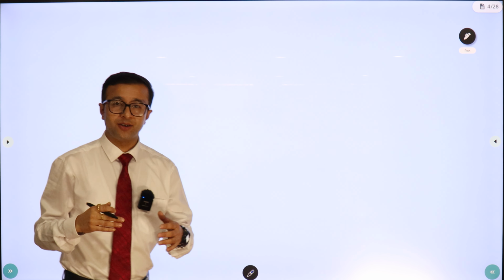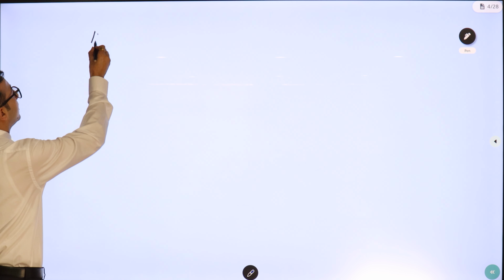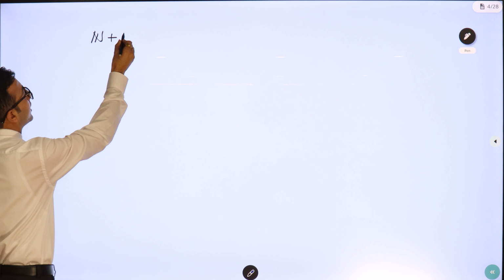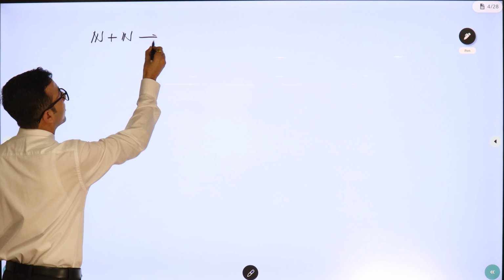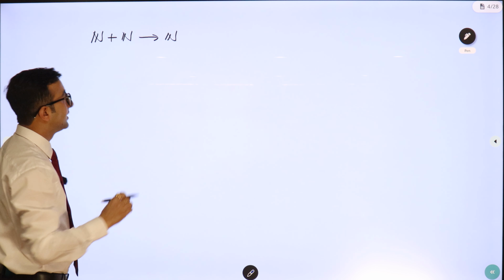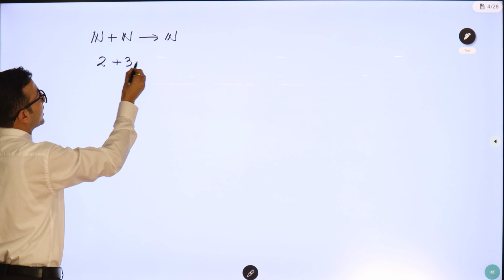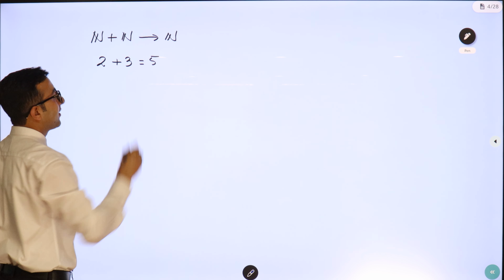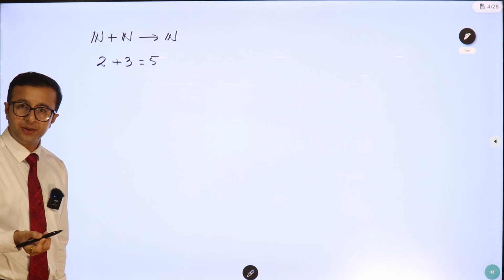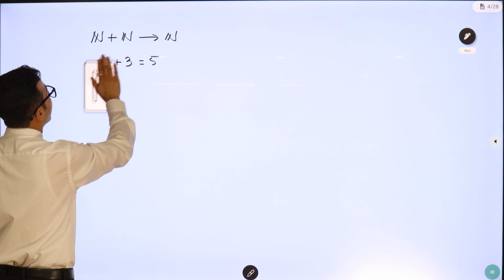Suppose you take any two natural numbers and add them up, whether you are going to get a natural number or not. Say for example, natural number plus natural number, whether it gives a natural number or not. For that, we can have some examples like this. 2 is natural, 3 is also natural. If you add these two numbers, 5 is there, 5 is also a natural number. So the sum of natural numbers gives us a natural number.